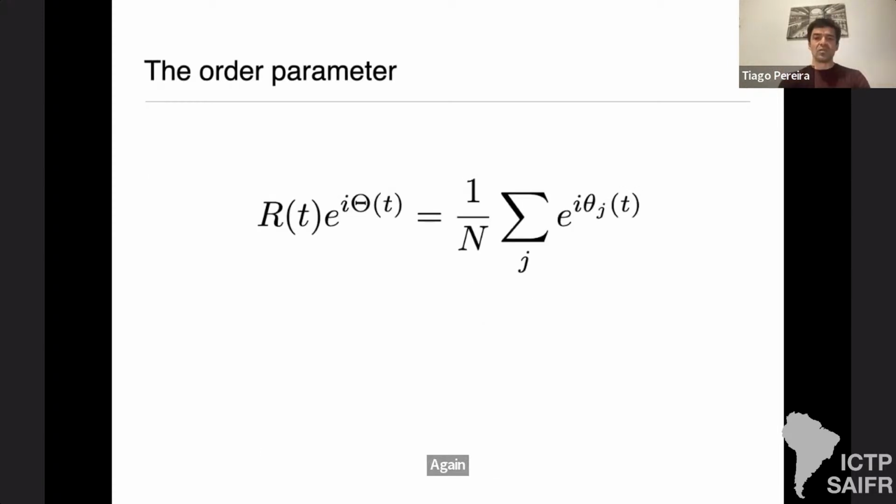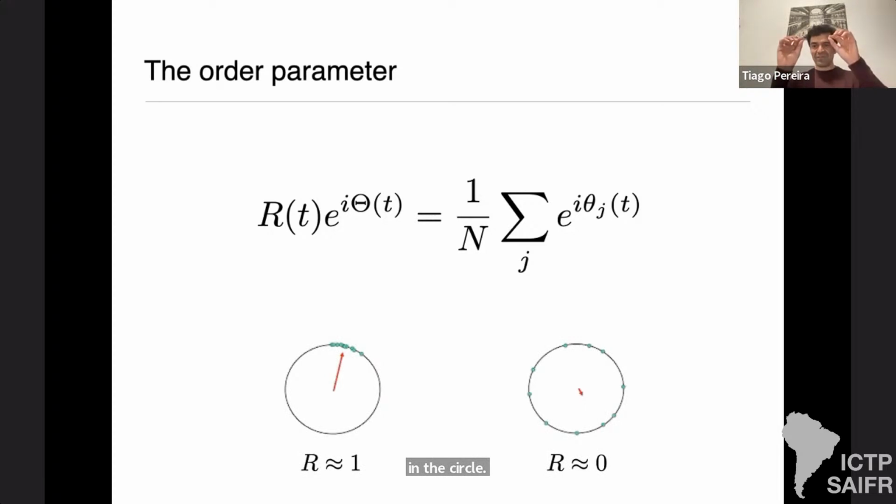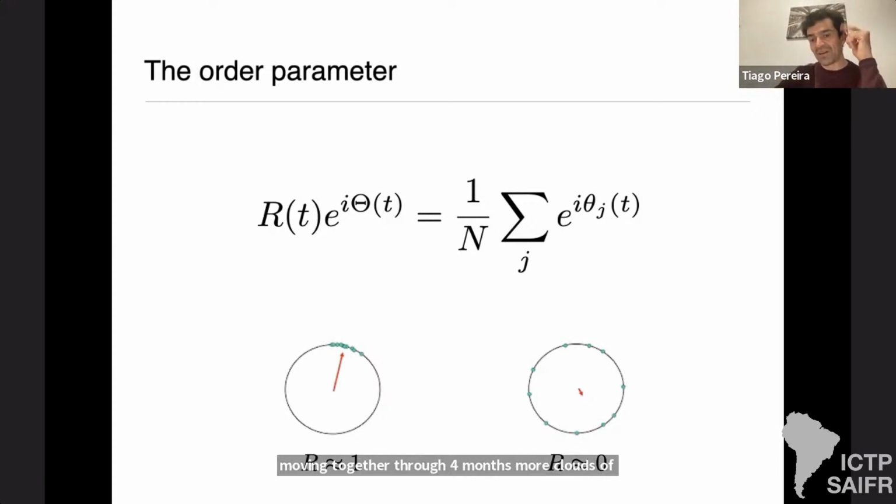So to tackle this problem, to quantify synchronization, we introduce what we call the order parameter. Basically, we see how the phases are distributed in the circle. If the phases are moving together, they will form a small cloud of points in the circle, and this will make this R very large. If the phases are uniformly distributed, then this R will be very small, the amplitude of this cloud.